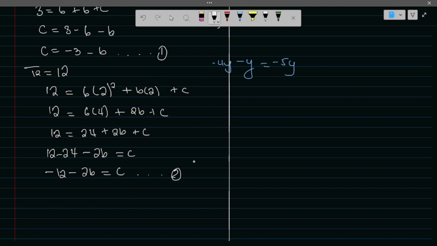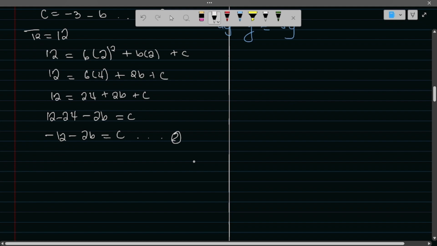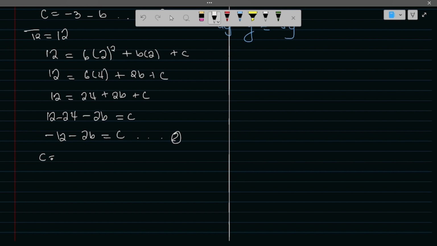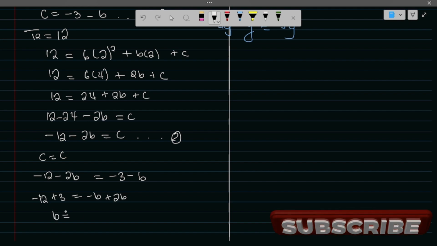Right? So if you have two equations with two unknowns, what do you do? Simultaneous equations, simple. So c is equal to c, so it's going to be minus 12 minus 2b is equal to minus 3 minus b. Alright, so we take this b over the equal sign, it is going to be minus 12 plus 3 is equal to minus b plus 2b. Alright, so that means that b is equal to what? b is going to be equal to minus 9.